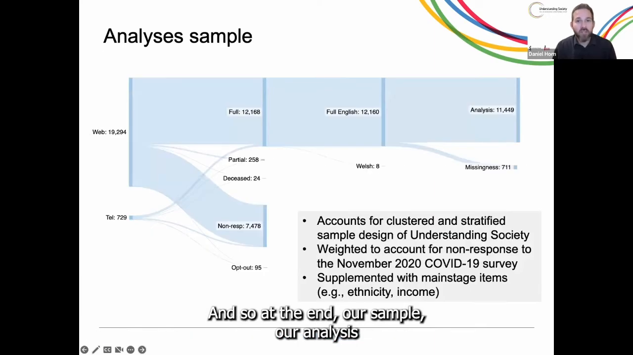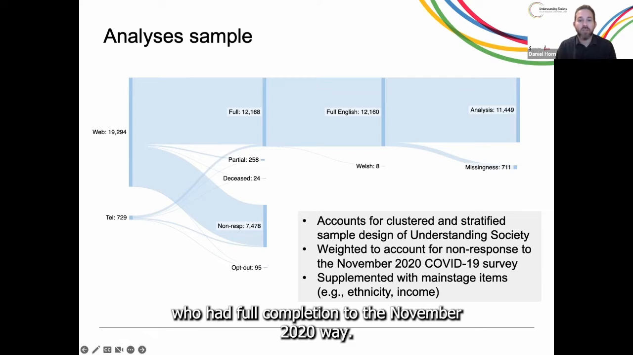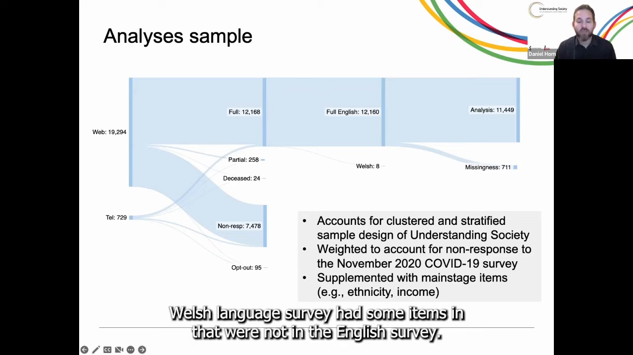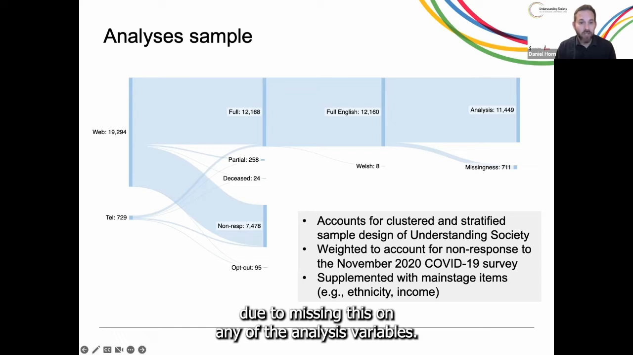So at the end, our analysis sample was 12,160 respondents from those who had full completion to the November 2020 Wave 6 survey, excluding 8 Welsh speakers on account that the Welsh language survey had some items in there that were not in the English survey. A further 711 respondents were taken out due to missingness on any of the analysis variables.